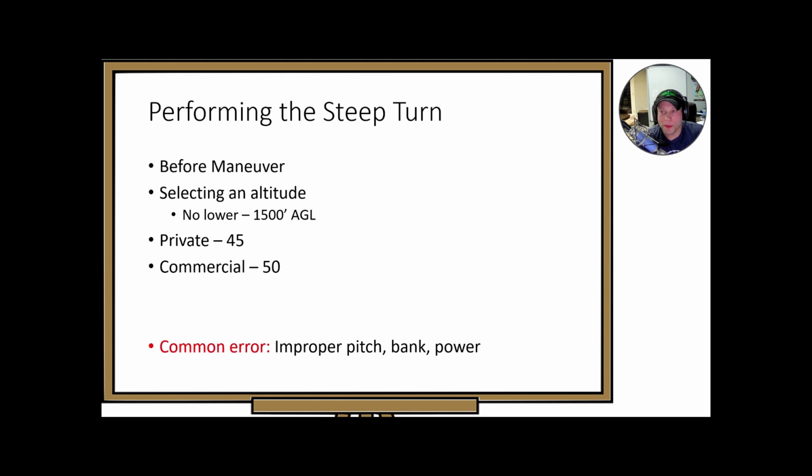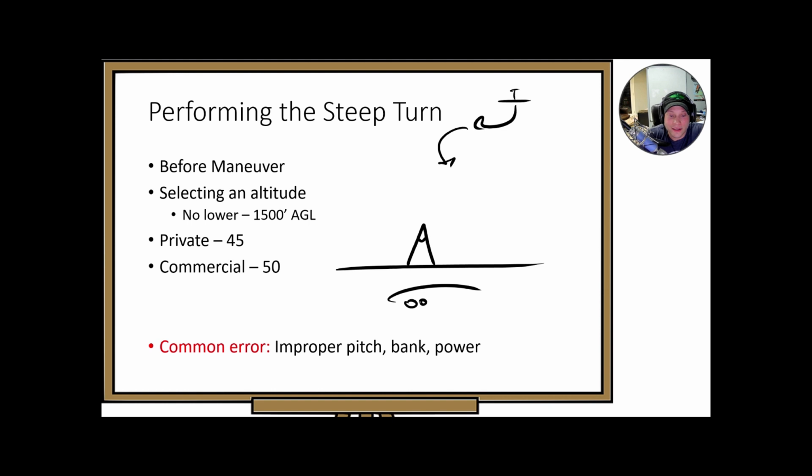Now let's talk about performing the steep turn. Before any maneuver, what do we do? Clearing turns. That's right. We want to do our clearing turns. So if we're flying through here, we're going to turn to the right, turn to the left, clear the airspace, and then use our checklist to make sure that everything's straight. And then we're going to note an outside reference. We're going to bug our heading. If this is our aircraft here, we're going to note our outside reference, bug our heading. We're going to select an altitude no lower than 1,500 feet. That is our hard deck, because we want to have enough altitude to glide down to a safe area. As always, you want to select an area that has a suitable landing area nearby.